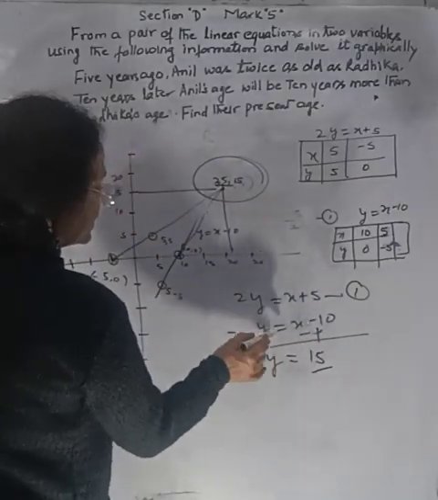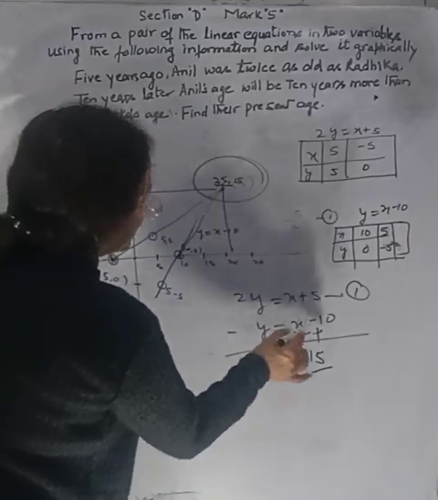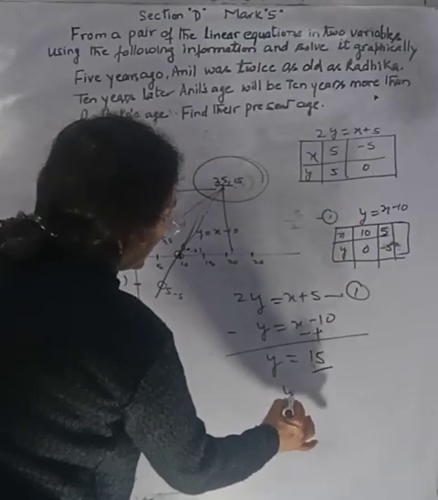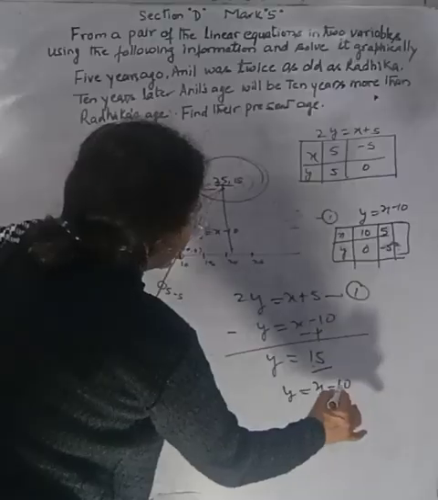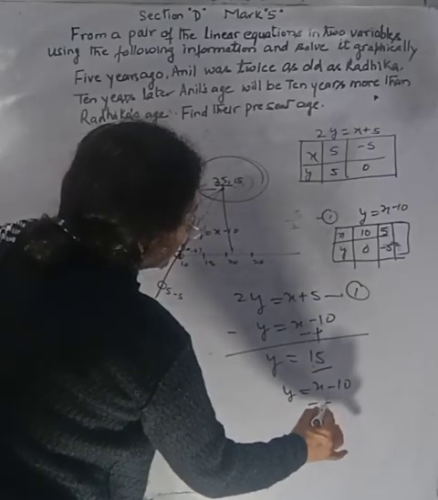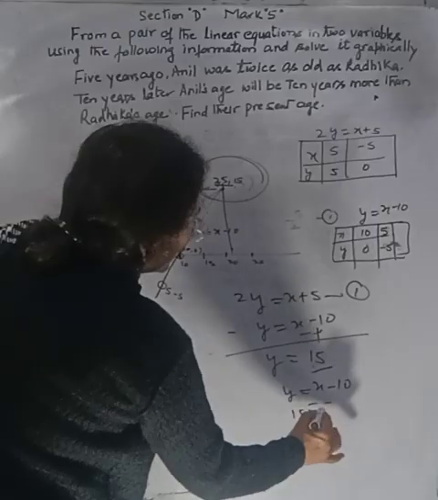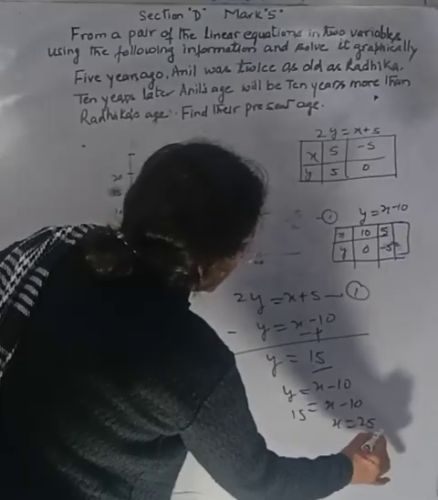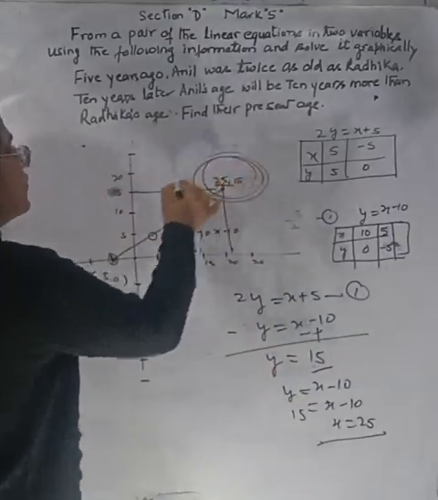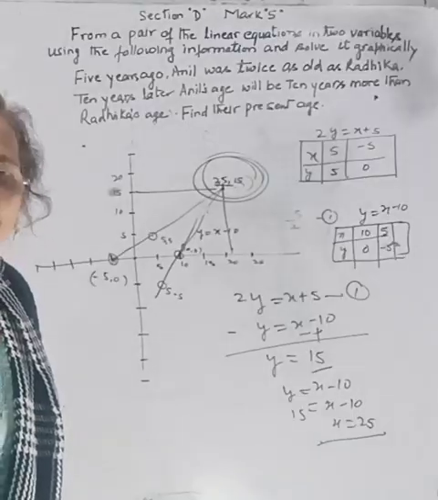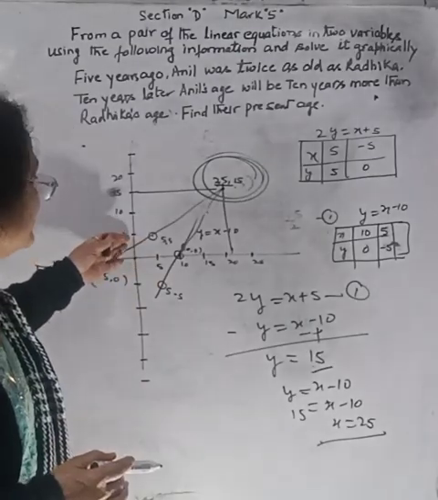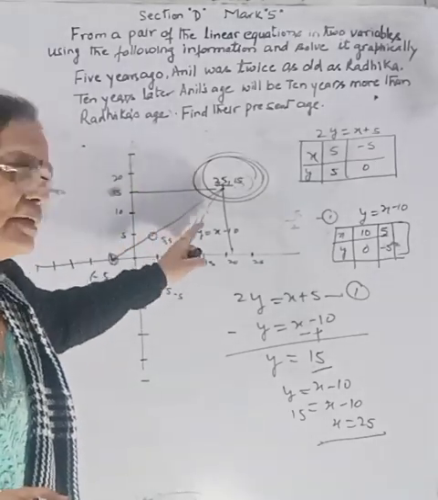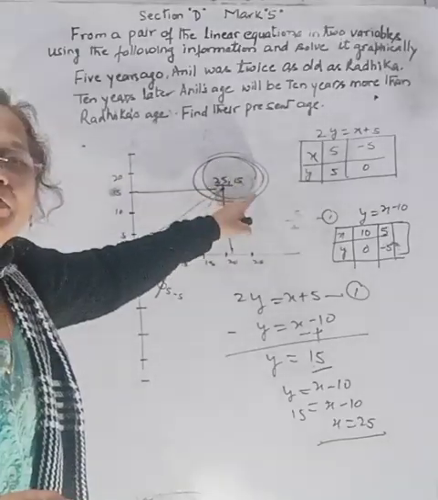And if we put y is equal to 50 in this equation, y is equal to x minus 10, it means 15 x minus 10. Then x will be equal to 25. This is 25 and 15 will be the value of x. It will definitely come. This is by hand we have done. If you use the scale, then it will come perfectly. x is equal to 25 and y is equal to 50.